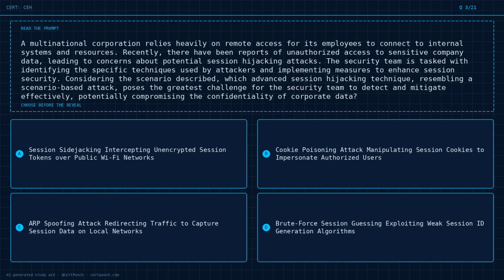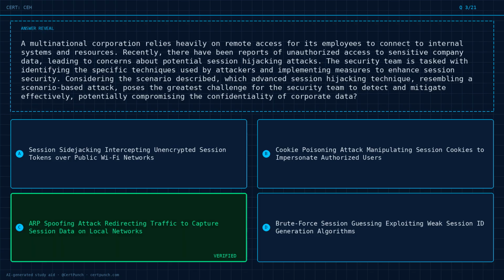Option A, session sidejacking, intercepting unencrypted session tokens over public Wi-Fi networks. Option B, cookie poisoning attack, manipulating session cookies to impersonate authorized users. Option C, ARP spoofing attack, redirecting traffic to capture session data on local networks. Option D, brute force session guessing, exploiting weak session ID generation algorithms. Choose the best answer before the reveal. Commit to it now.